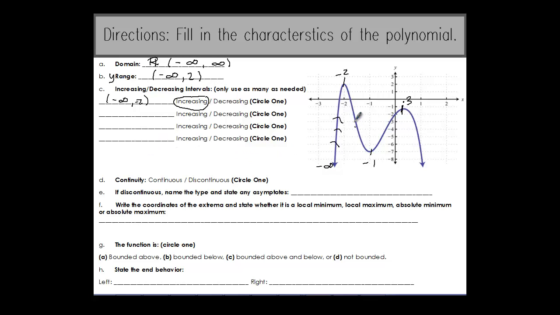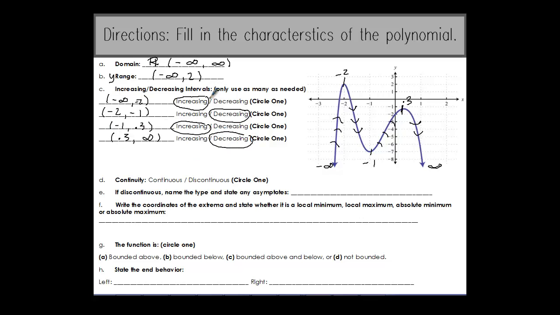Then from negative 2 to negative 1, we go down. So from negative 2 to negative 1, we decrease. Then from negative 1 up to 0.3, we increase again. So we would circle increasing. And then from 0.3 to infinity on the x values, remember these are x values, we decrease. So from 0.3 to infinity, we decrease.